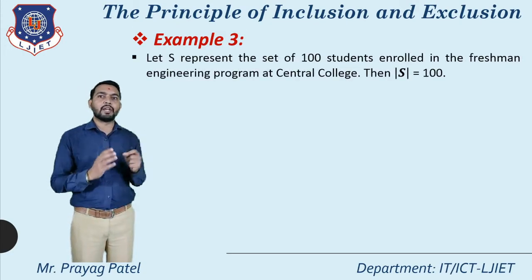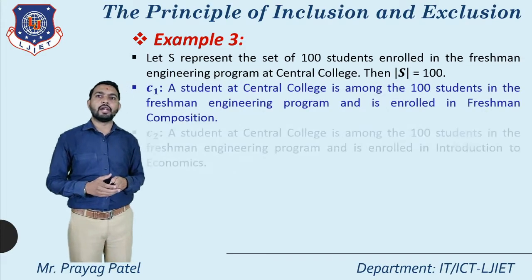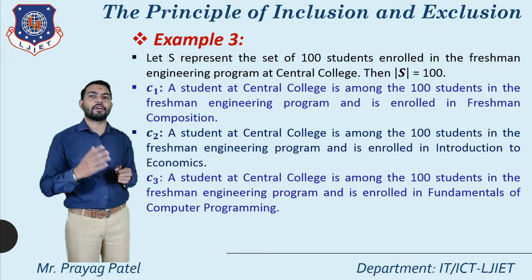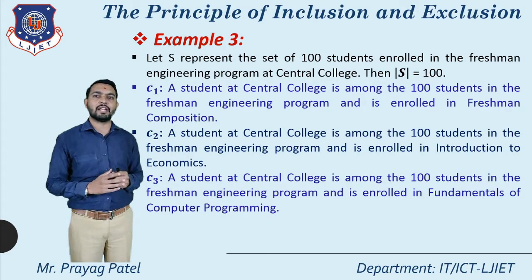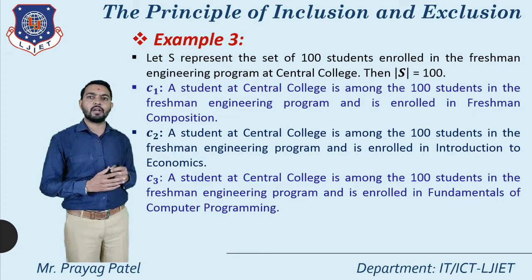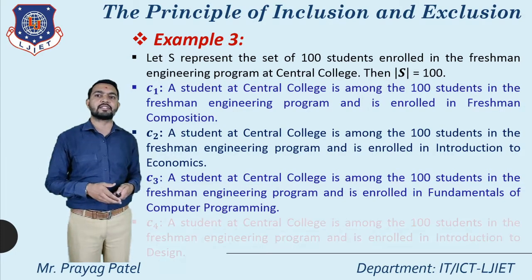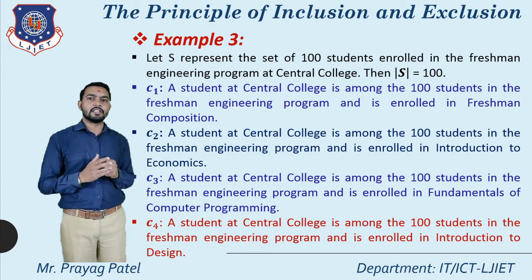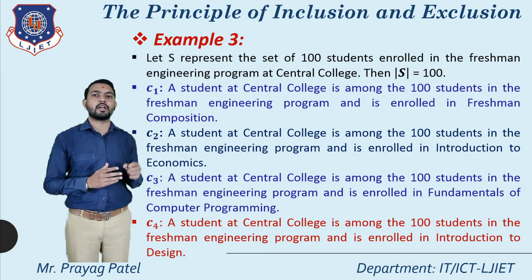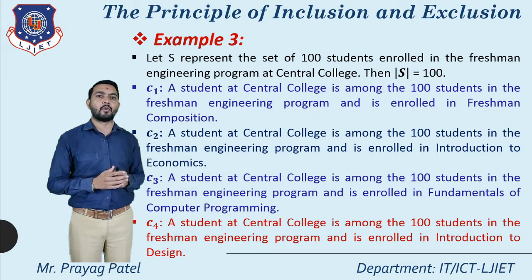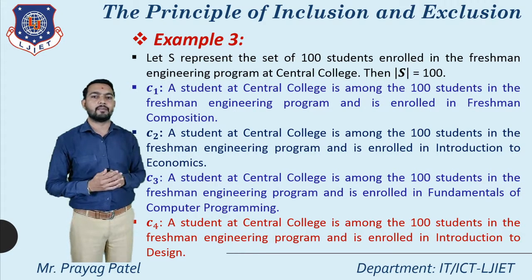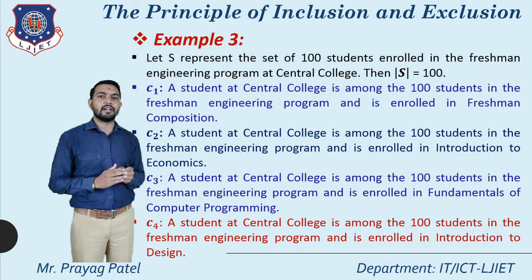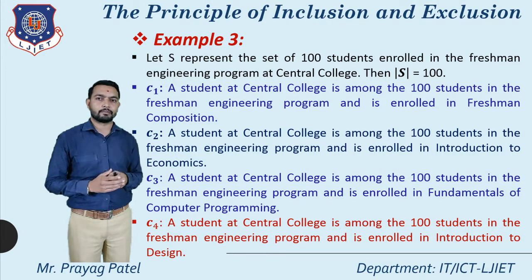Now in example number 3, we already have 3 conditions available according to our previous 2 examples. So C1, C2 and C3 are the same conditions as in the previous example. Now we add one more condition, C4. What is the C4 condition? C4 is a student at the Central College, among the 100 students in the freshman engineering program, who is enrolled in the introduction to design. So an introduction to design student is considered as C4.